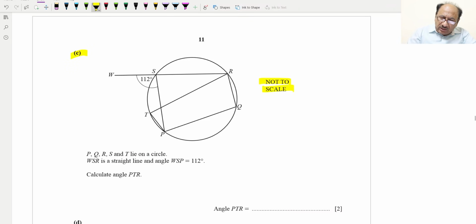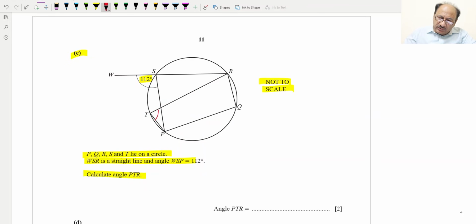The diagram is not to scale. P, Q, R, S and T lie on the circle. WSR is a straight line, and angle WSP is 112. Calculate PTR. PTR is basically this angle PTR, so we need to calculate this angle. I will indicate that this angle will be this one.